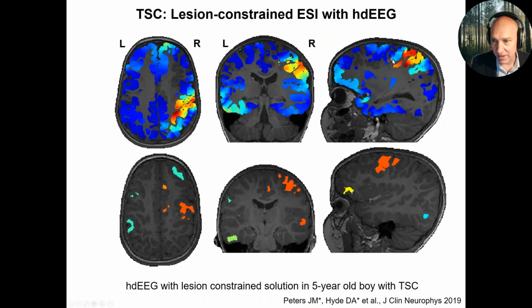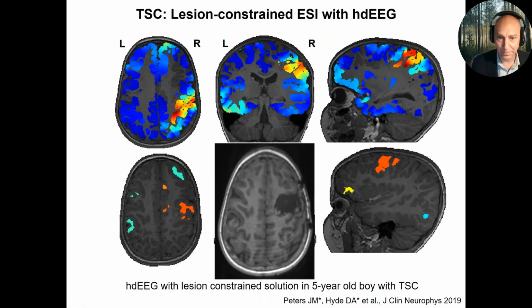This also has to do with the fact that the cortex overlying the tubers is abnormal and often does not get segmented properly, so it may not even be included in your constrained space. And this is the patient after surgery, and he's doing phenomenal. I've been following him for at least a decade now, and he's doing fantastic.